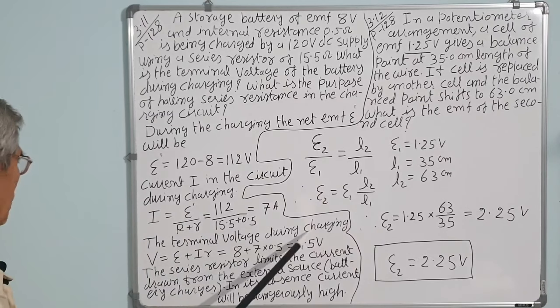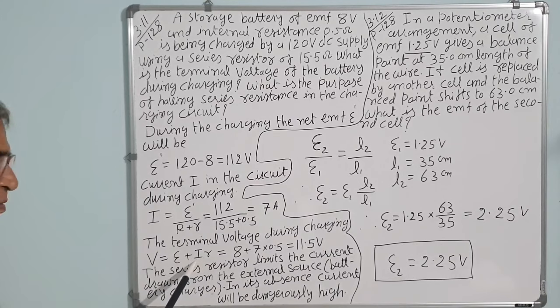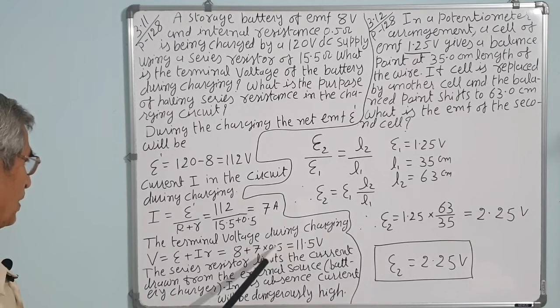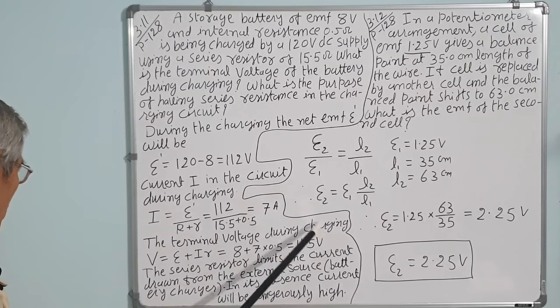The terminal voltage during charging V is equal to E plus IR. Remember, when a cell is connected in a circuit as a source, it is minus IR, but during the charging, it is E plus IR, that is 8 plus current is 7 ampere. The 7 into 0.5, that is 3.5. So 8 plus 3.5, that is 11.5 volt.